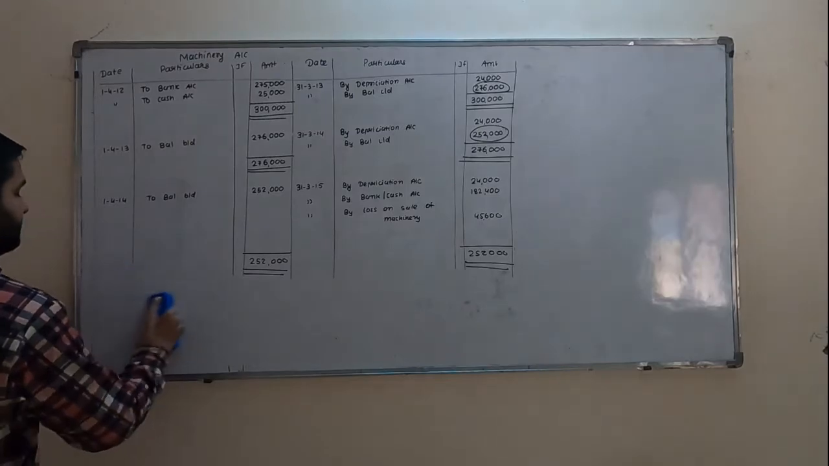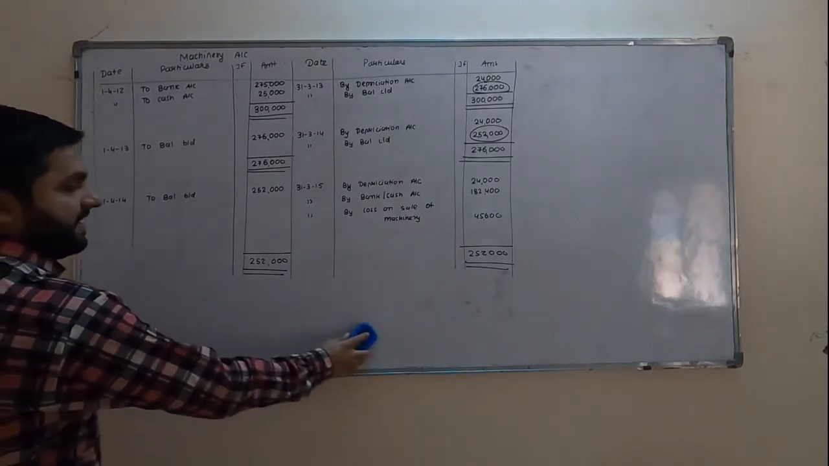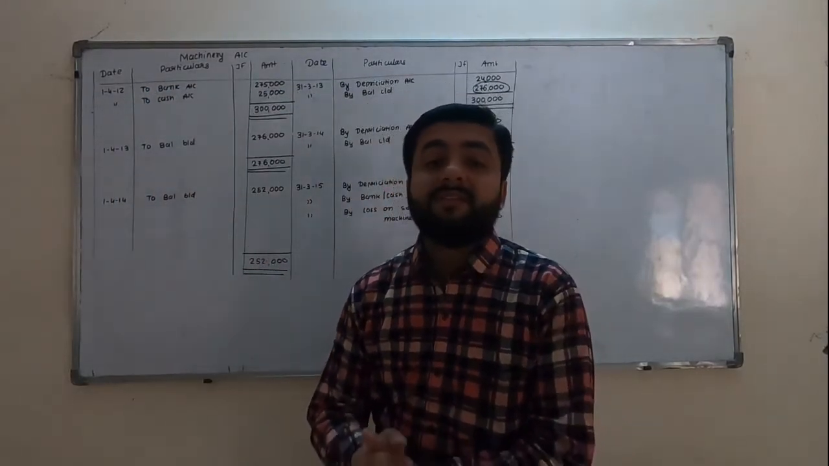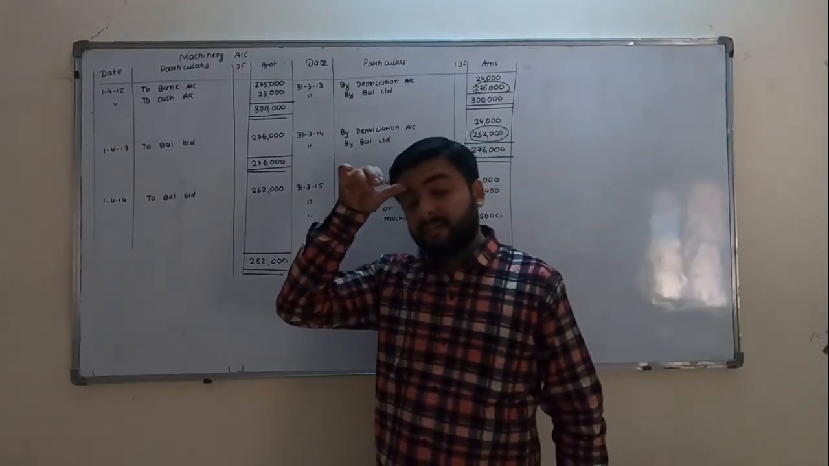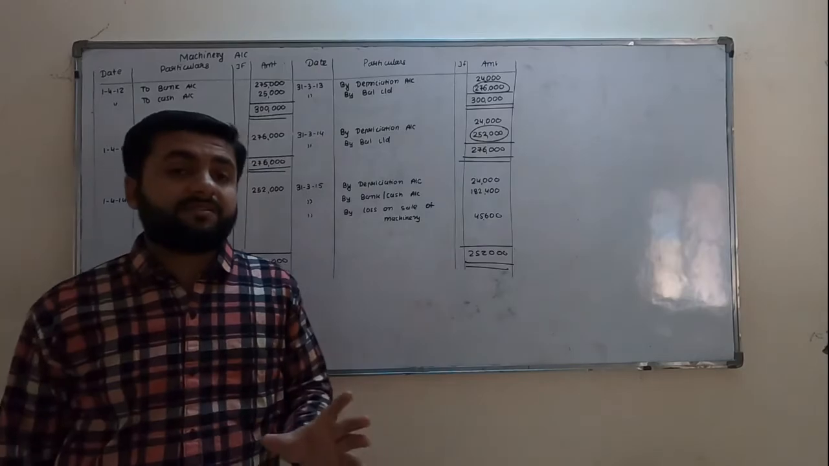Okay friends, so in this way you have to solve the sum, and as you know, in this sum all the things are not asked. Either journal entries or the account or other things can be asked. All the things cannot be asked together.